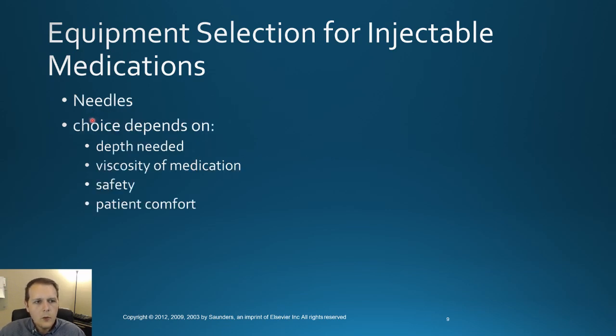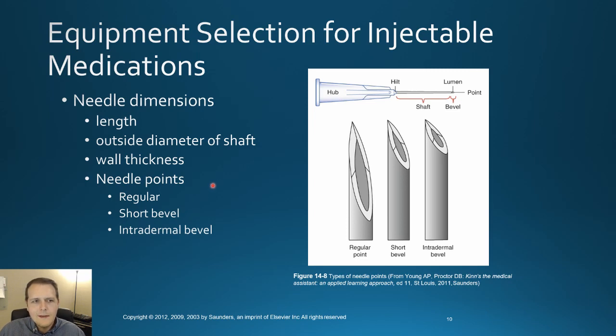Now, needles, this is important because the choice that you are going to pick is dependent on how deep the needle needs to go, the viscosity of the medication, the safety features of it, and then also patient comfort is going to be a concern here. So when looking at the different dimensions of it, you're going to see the length can be important in terms of how far down the medication needs to be administered. The outside diameter, which we'll talk about a little bit later, how thick the wall of the needle is, and then the actual point itself. So you're going to find that some things are better for, say, for instance, intradermal administration: short bevels, regular bevels.